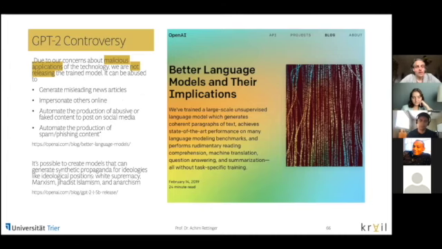And then there was a big controversy about one of the best language generation models at that time in 2019, the GPT-2 model from OpenAI, which was not released because they said it's too dangerous. People can abuse this model, so we don't make it public. We don't make it openly available because we are too afraid that someone will use it for generating misleading news articles, impersonating others online, automated production of fake news, and so on.